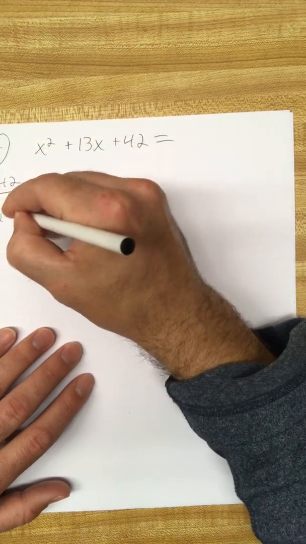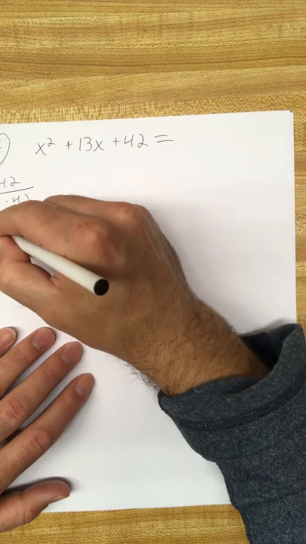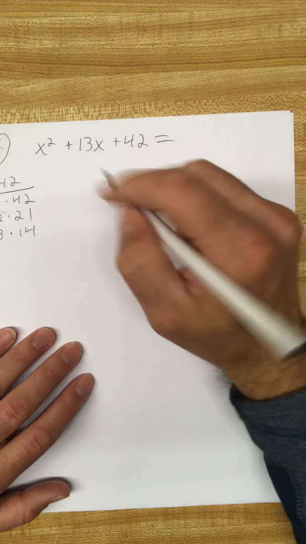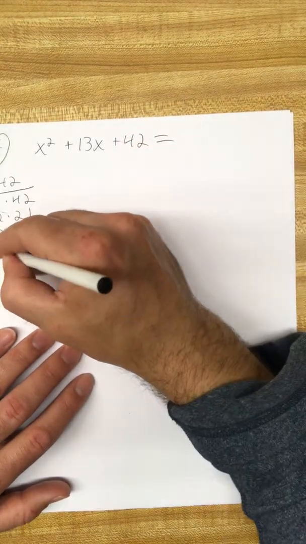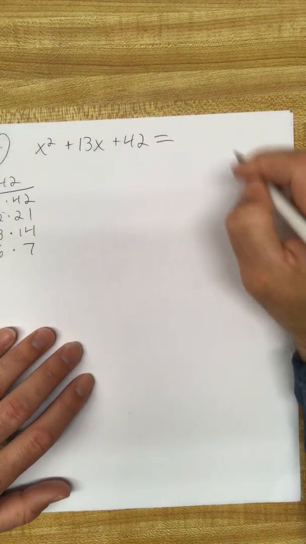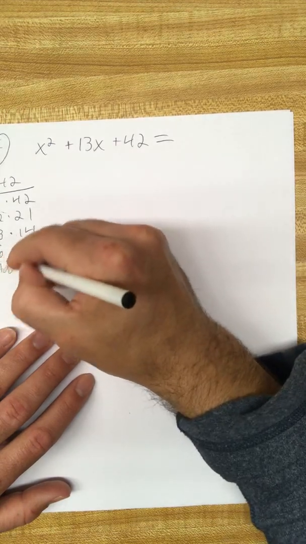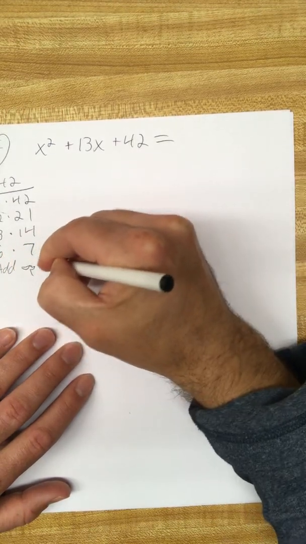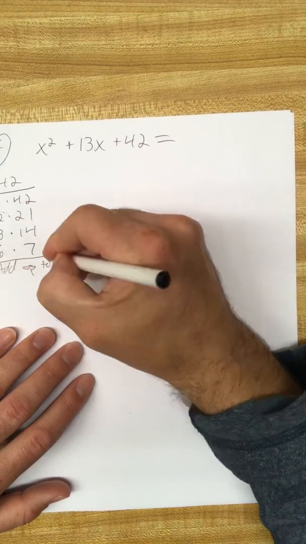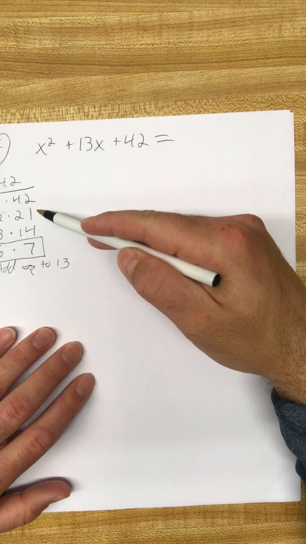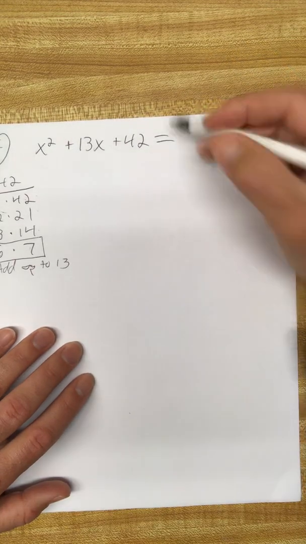Does 2 go into 42? Yeah, 2 times 21. Does 3 go in? Yes, 3 times 14. 4 doesn't go in, 5 doesn't go in, 6 times 7. So these are all your options. They need to add up to 13. So that's going to be the 6 and 7. Again, that would give us 17, that would give us 23, and that would give us 43 if we were adding them.